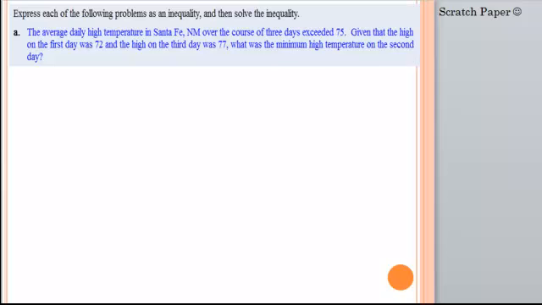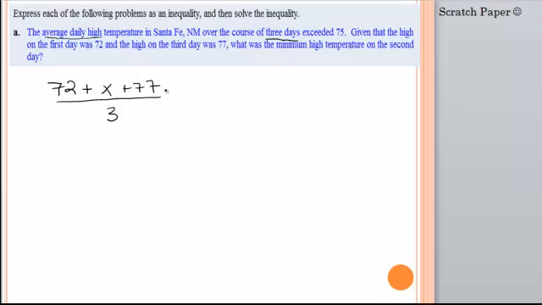Okay, so the first thing is you need to understand what an average is. The average daily high temperature means you add them up, and this was over 3 days. So in that case, you would divide by 3. So you would say day 1 plus day 2, but day 2 is what we don't know, plus day 3, which is 77. To find their average, you would divide it by 3, because there are 3 temperatures.